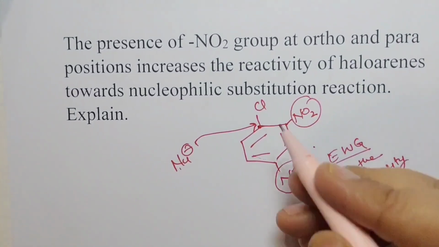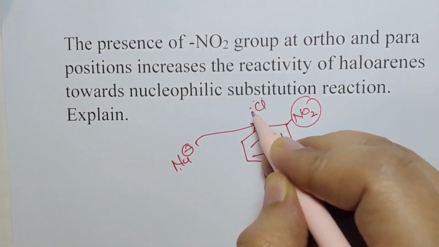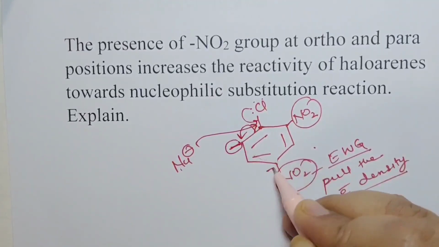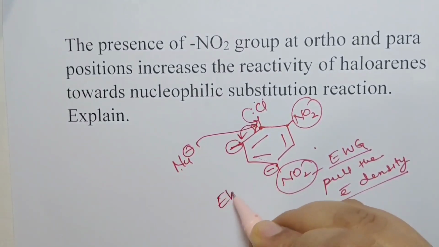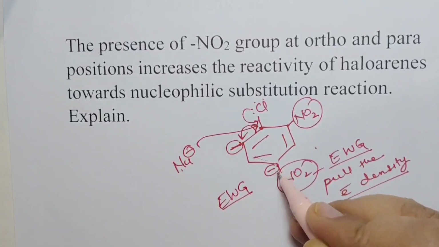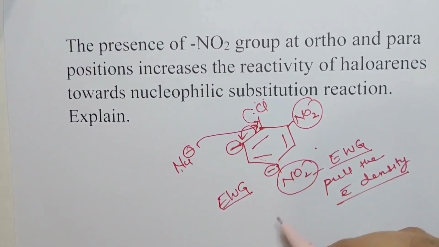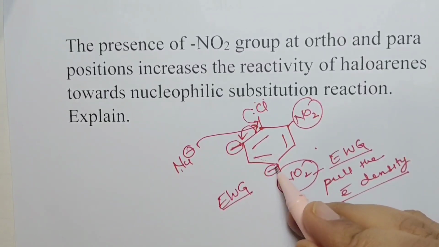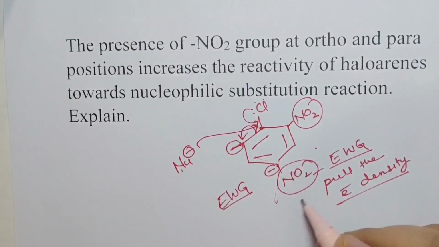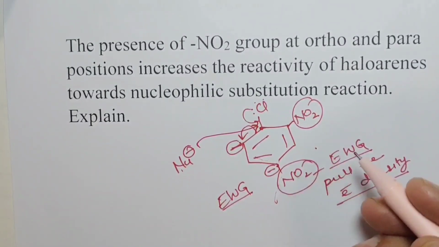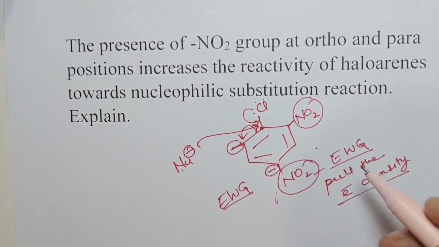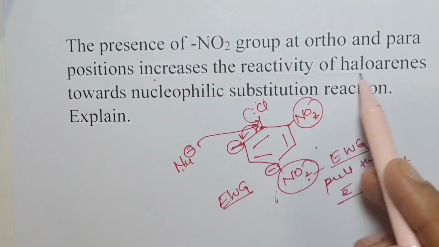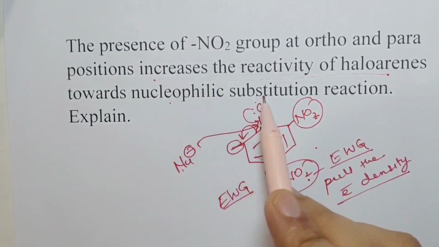The other reason is that during resonance, the negative charge lands on ortho position and para position. So if there is an electron withdrawing group present there, it can take up the negative charge. It can disperse the negative charge over it. Especially when we talk about nitro group, it can disperse the negative charge over nitrogen and oxygen. Okay, so that leads to the stabilization. That is why nitro group at ortho and para position would increase the reactivity of haloarenes towards nucleophilic substitution.